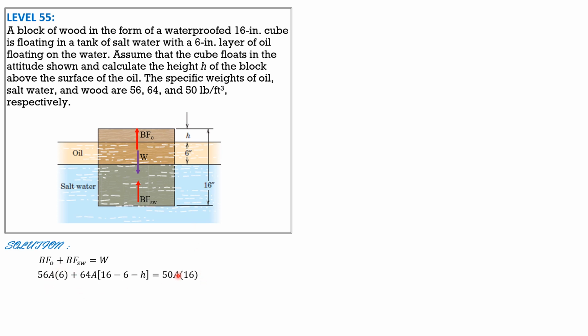So canceling out area, we have 56 times 6 plus 64 times (10 minus h) equals 50 times 16. Only h is the unknown here, so we can now solve for h. h is 2.750 inches.